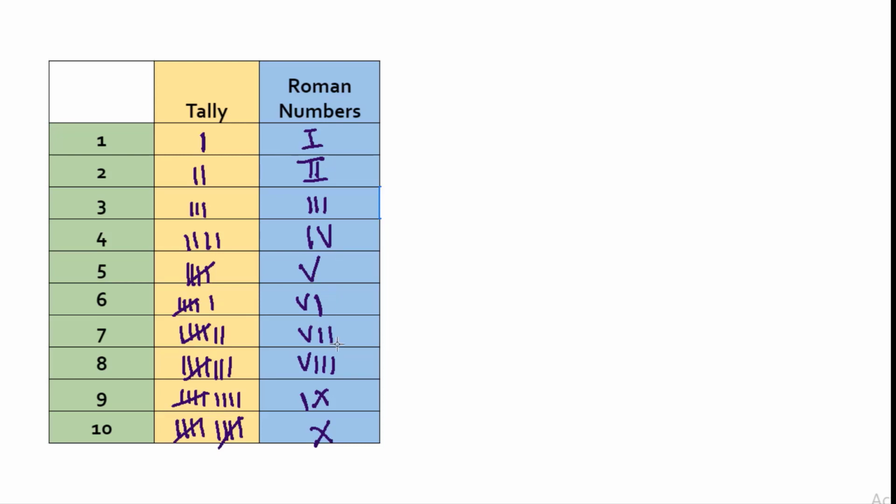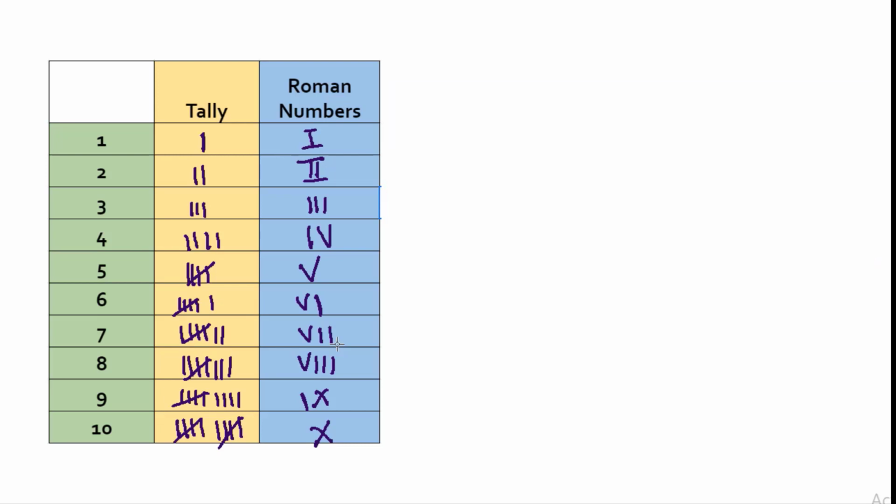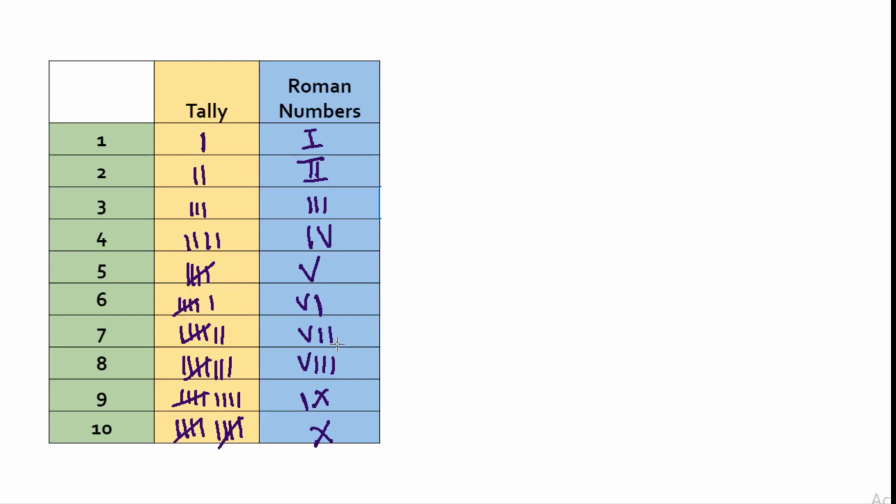So what they taught: if I am adding a small number after a big number, we are adding that. Same way, if I am writing a small number before a big number, we are subtracting that. Okay, so that's how we got 4 and 6. Are you clear with this?